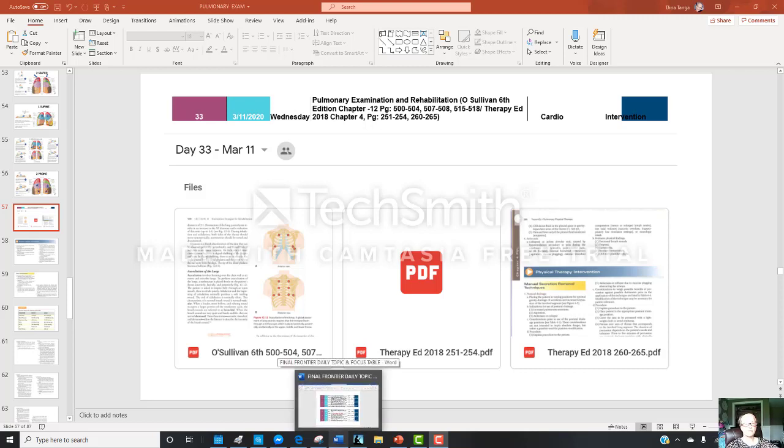Okay, so this is part 3 of pulmonary exam and rehabilitation. This one is going to focus on the therapy ed portion of the reading. Sullivan is done.